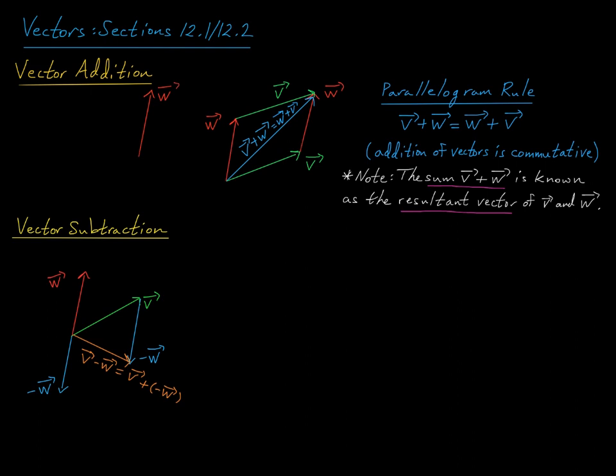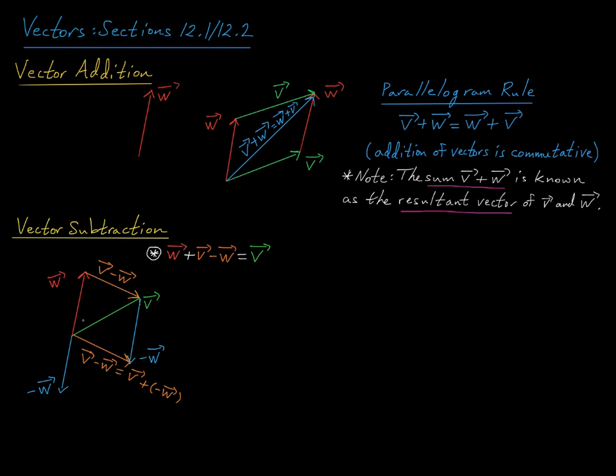Okay, now also note we could form that difference as follows. Instead of considering minus w, just attach the tails of v and w, and then this vector that runs from the tip of w to the tip of v, I claim is also v minus w, right? In other words, it's just that same orange vector that we got down here.